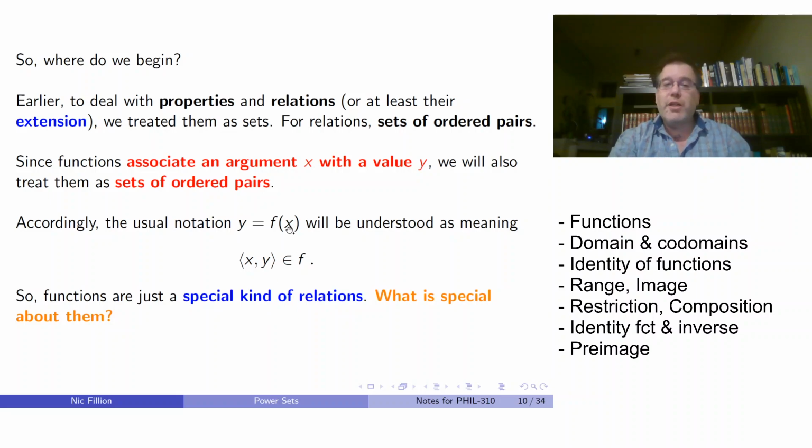So whereas we normally use the notation y equals f of x, and we will keep doing so, we're going to understand that notation as meaning the pair whose first member is the argument x and second element is the value y is in f, right? So f is just a set of ordered pairs. That means that a function is just a special kind of relation. So every function is a relation, but not every relation is a function. They have to be special types of relations. So let's ask ourselves, what's so special about them?